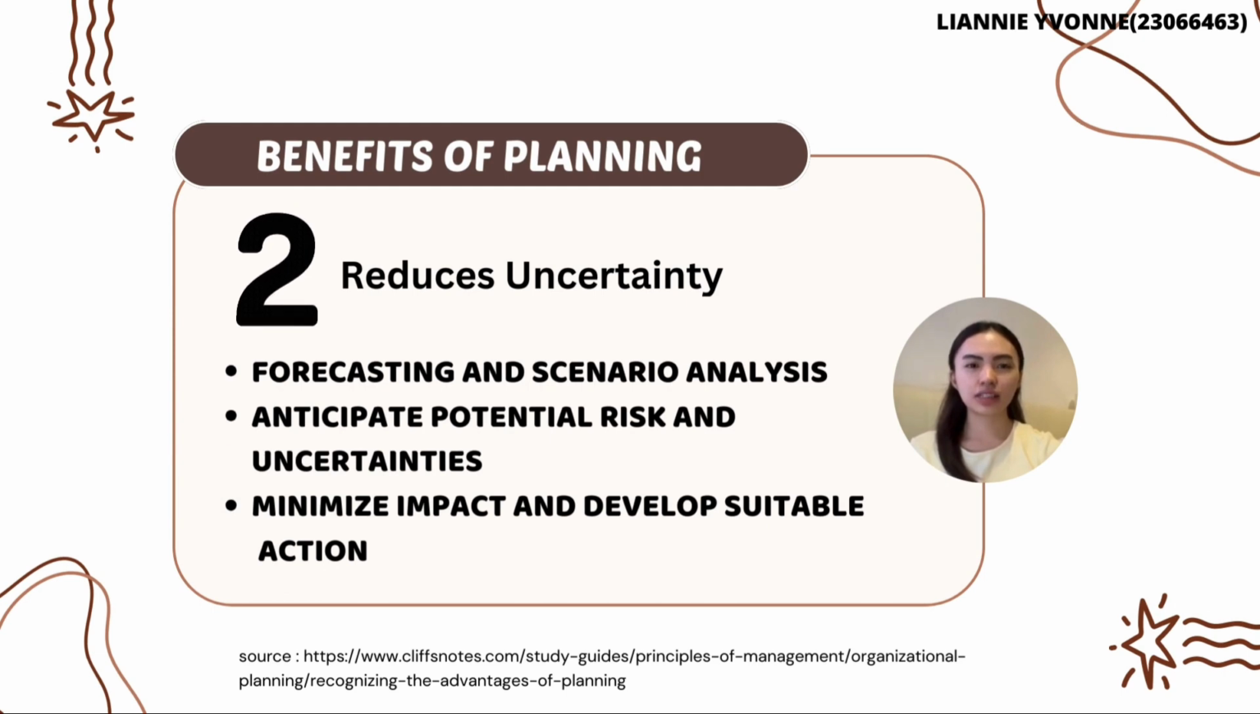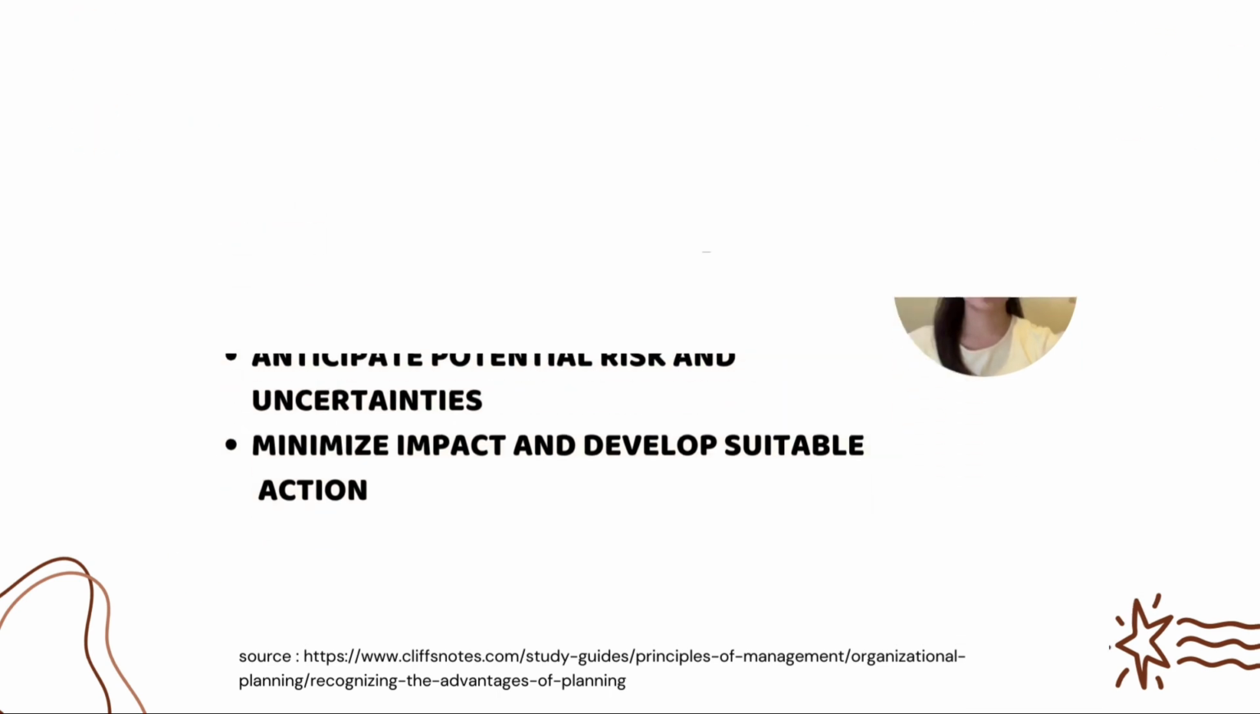Through forecasting and scenario analysis, planning helps organizations anticipate potential risks and uncertainties. By developing contingency plans and risk mitigation strategies, organizations can minimize the impact of adverse events, thus developing appropriate responses. For instance, a construction company may conduct thorough planning to identify potential hazards on a construction site and implement safety measures to protect workers and prevent accidents.